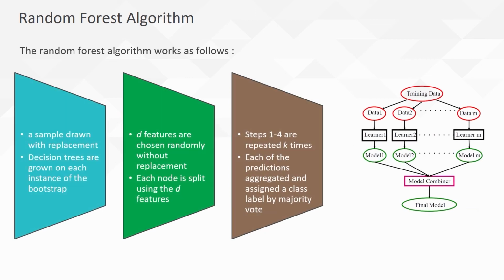The random forest algorithm works as follows. A random bootstrap sample, a sample drawn with replacement, of size n is chosen from the training data. Decision trees are grown on each instance of the bootstrap. D features are chosen randomly without replacement. Each node is split using the D features selected based on objective functions, which could be information gain. All these steps are repeated k times. Each of the predictions by multiple trees is aggregated and assigned a class label by majority vote.